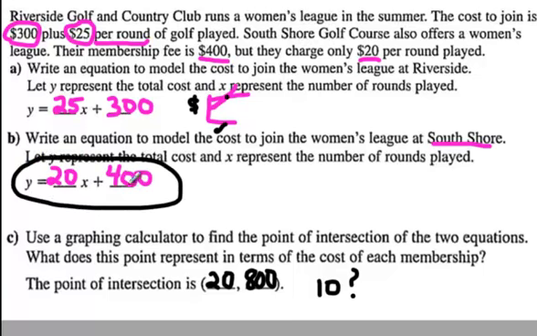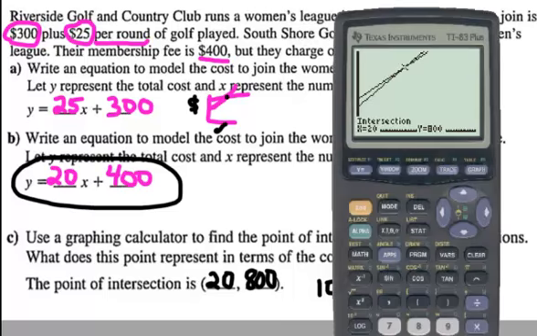If I was golfing a lot each year, and chances are most people golf more than 20 times per year if they have a membership somewhere. So it looks like the South Shore golf course is the better deal here.